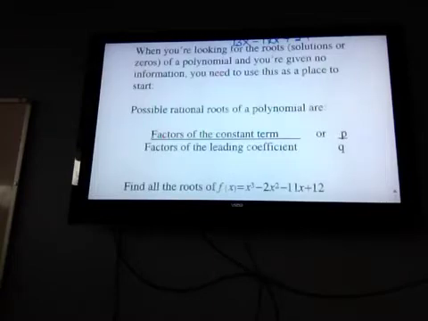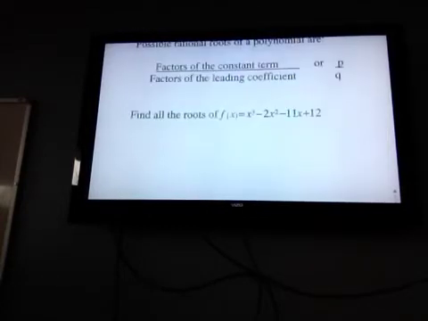Because you could begin anywhere, there are an infinite number of numbers that could work. So, first question. Find all the roots of f of x equals x to the third minus 2x squared minus 11x plus 12. So it's asking, what numbers could I put in there that when I worked it out, I would get a remainder of 0? Or when I plugged it in to all the places where there's an x, I would get 0. That's what it's looking for, the solutions to the polynomial.